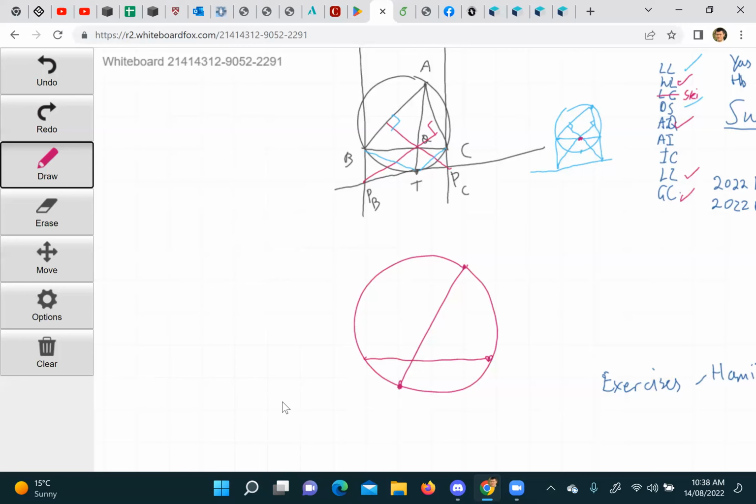How do you prove it's the antipode? Prove this is 90. This is here. We can use that as an angle for this. Okay, so alpha. Let's prove this is 90 minus alpha. This is alpha as well.